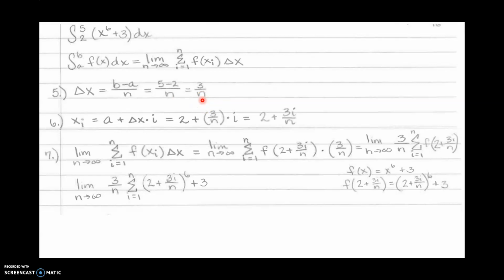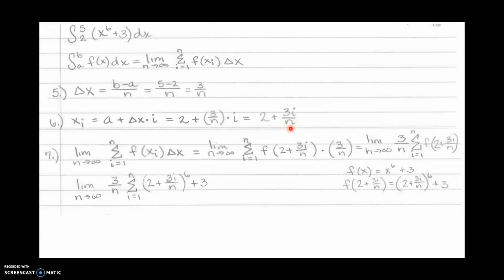All right, then for 6, they ask us to find x sub i. So our definition for x sub i is that it's just our a value, our starting value, plus the change in x that we just found for number 5, times i. So for us, our starting value, our a value was 2. We can see that lower limit right there, 2, plus the change in x that we just found, times i. So it's going to be 2 plus 3i over n.